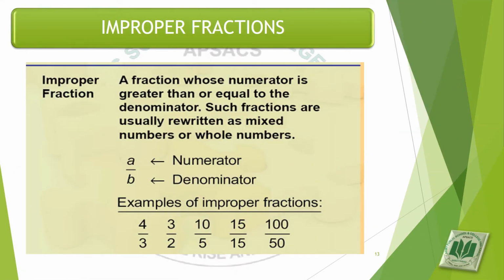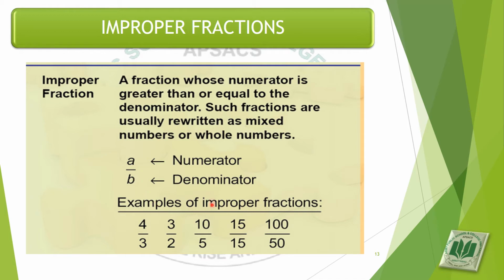Now we will come to the topic, that is improper fraction. Students, improper fraction means a fraction whose numerator is greater than or equal to the denominator. Such fractions are usually rewritten as mixed numbers or whole numbers. For example, here we have A, which is the numerator, by B, this is the denominator. Now in an improper fraction, our numerator, that is A, will be greater than B.